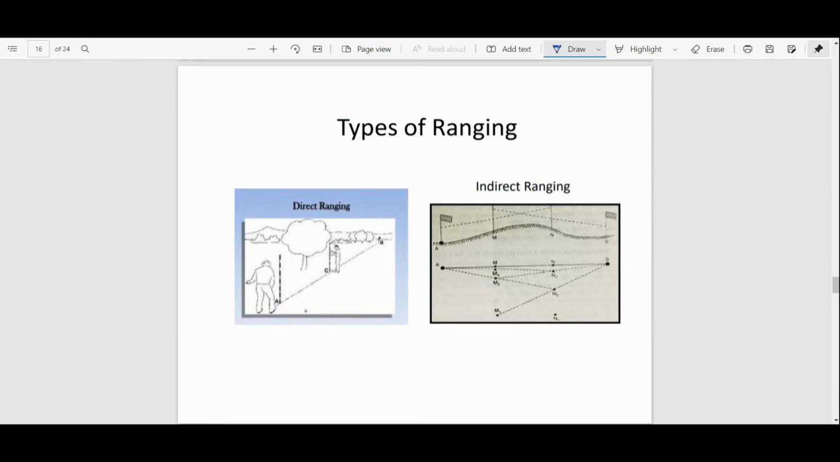So the same thing I discussed with a diagram: this is direct ranging. You can see that this is the plain area and directly you can measure the distance. But when we have a hilly area, in that case these 2 points have two intermediate points and indirect ranging is done, and these points will be interpolated to the ground and then the distance will be measured. Okay.